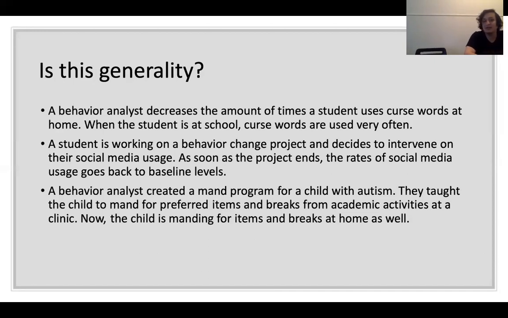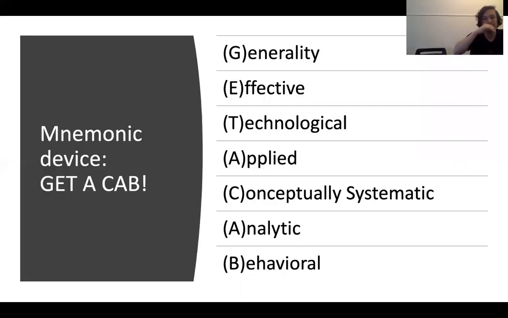Is this generality? Yeah, right? Because he was trained a skill at the clinic and it's now starting to occur at home. And since it's occurring at home, it's a lot more likely to maintain, right? Because those are a lot more practice opportunities. So that would be a great example of generality.